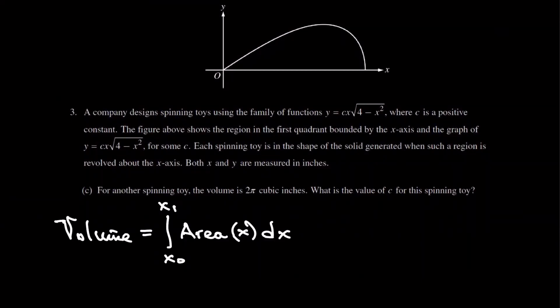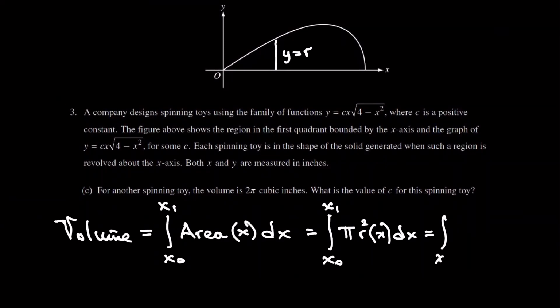And in our case, because this spinning toy is in the shape of the solid generated when such a region is revolved about the x-axis, this value y is the radius. So this is equal to the integral from x0 to x1 of pi r squared as a function of x, dx. And r is just y, so we can plug this in here. And we get the integral from x0 to x1 of pi f of x squared dx.